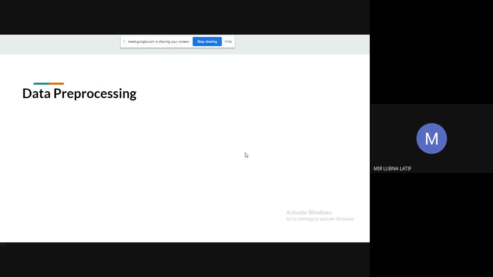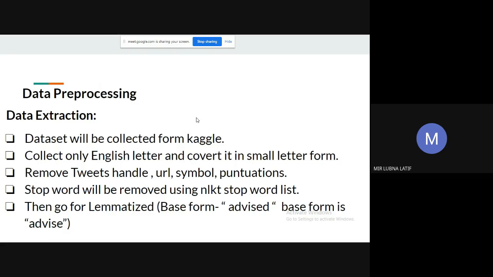For sentiment analysis, the data will be pre-processed, and for data pre-processing, first I'm going to extract the data. For data extraction, the dataset contains various tweets that will be taken from a Kaggle dataset, which is available on the online platform, and I can download it there and use it for sentiment analysis to verify the protest sentiment on Twitter. The tweets are a mix of positive, negative, and neutral sentiment.